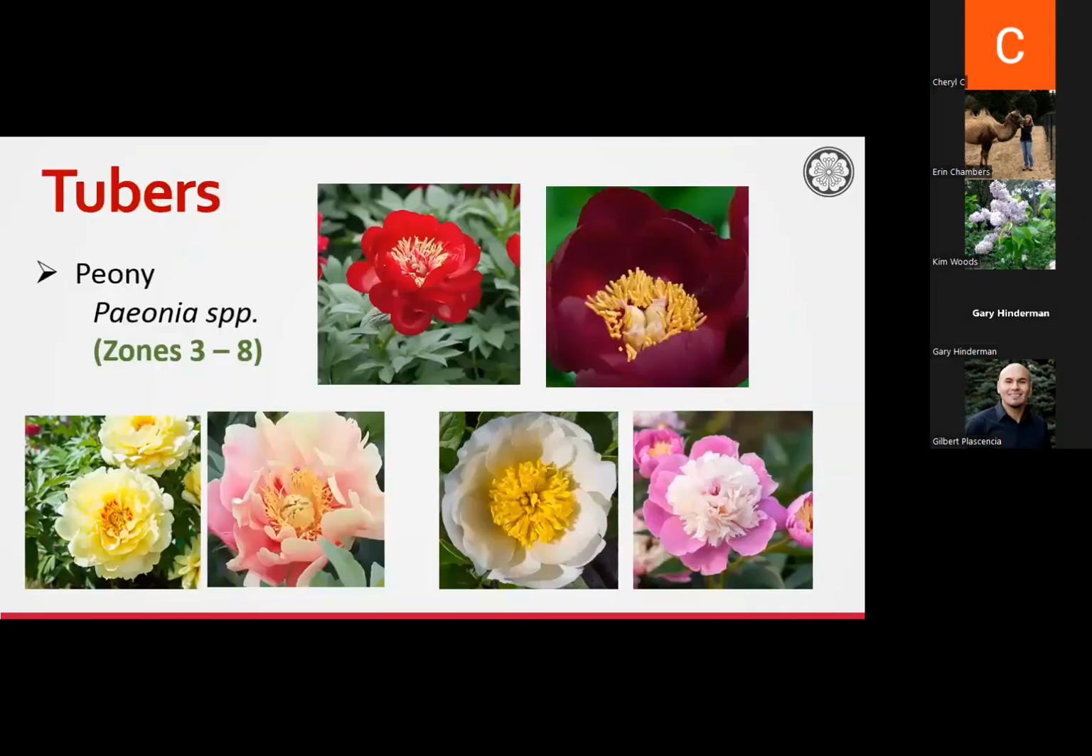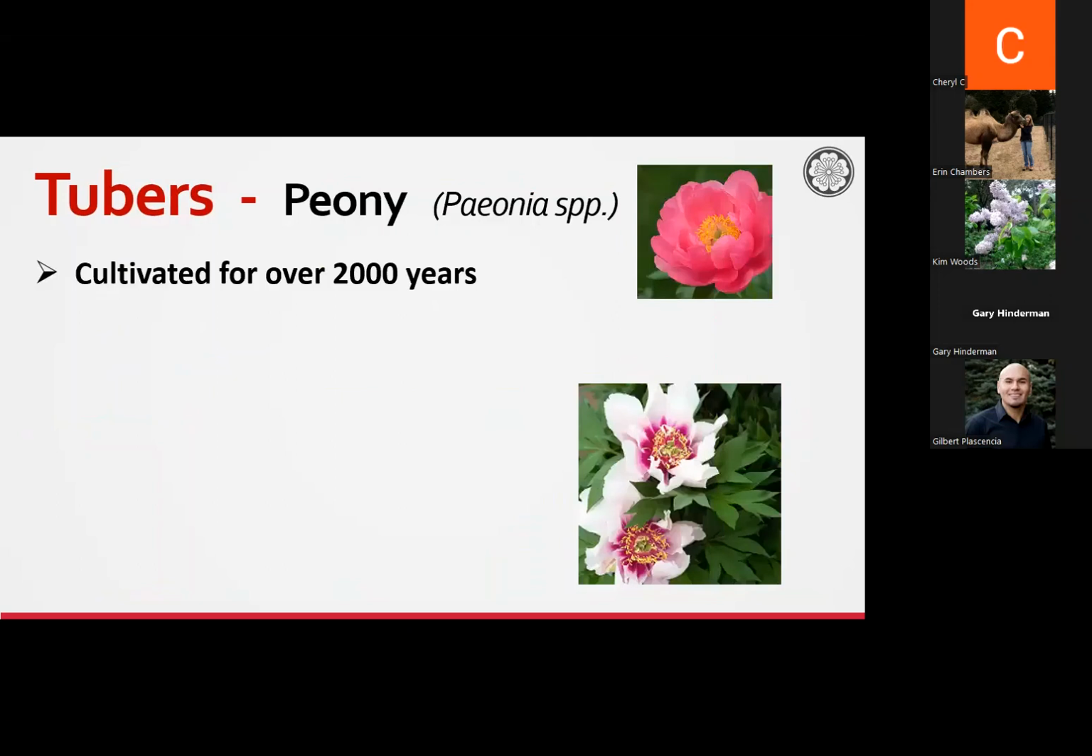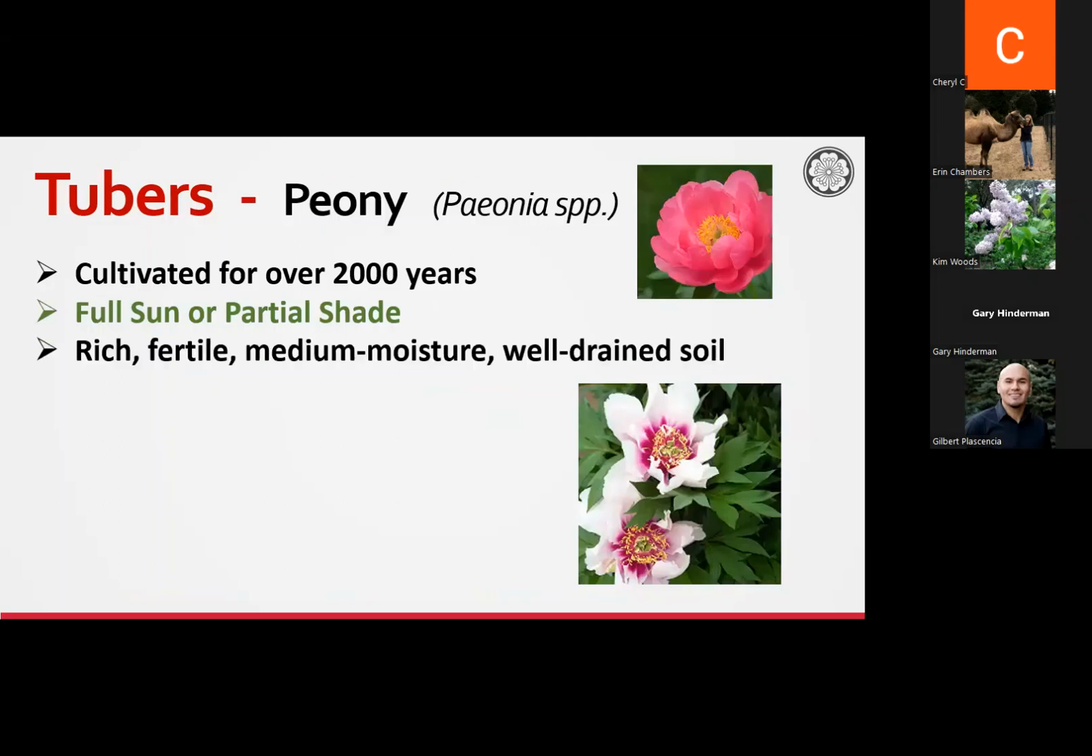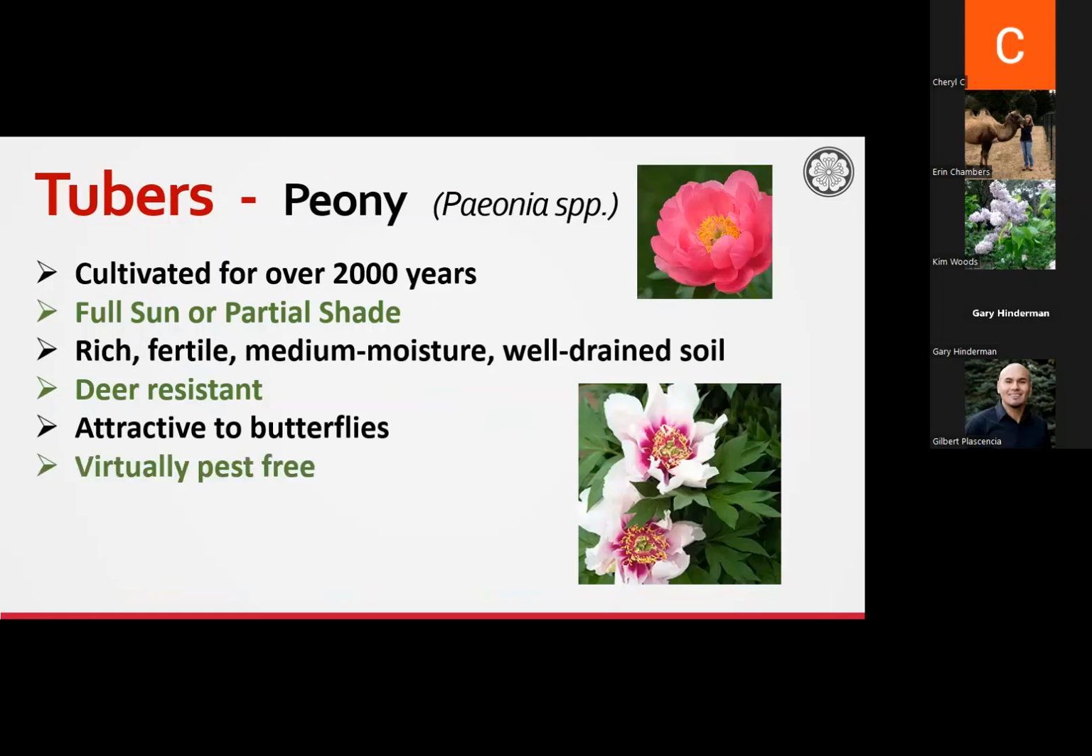Peonies are such fragrant and beautiful flowers. I'm going to use planting peonies and peony tubers as my example for planting tubers. Peonies have been cultivated for over 2,000 years. They grow well in full sun or partial shade. Peonies prefer rich, fertile, medium moisture, well-drained soil. They're deer resistant, which is always nice. The flowers attract butterflies, good pollinators. Peonies are virtually pest-free. They are low maintenance once established, and peonies can be long-lived, sometimes up to 50 years.